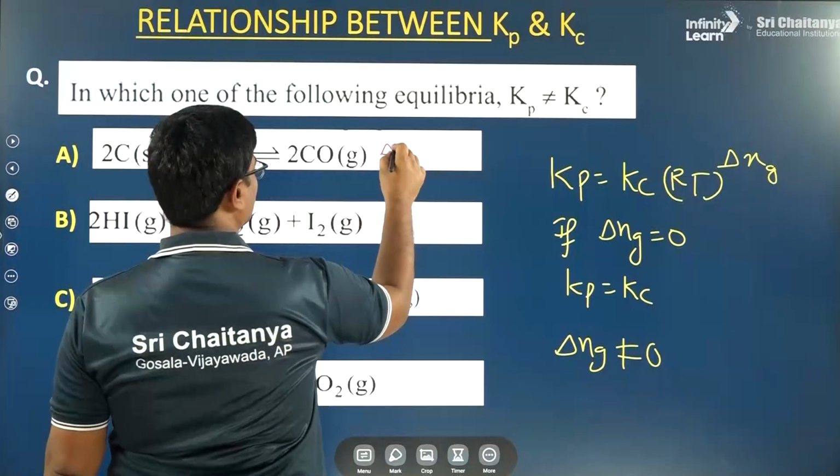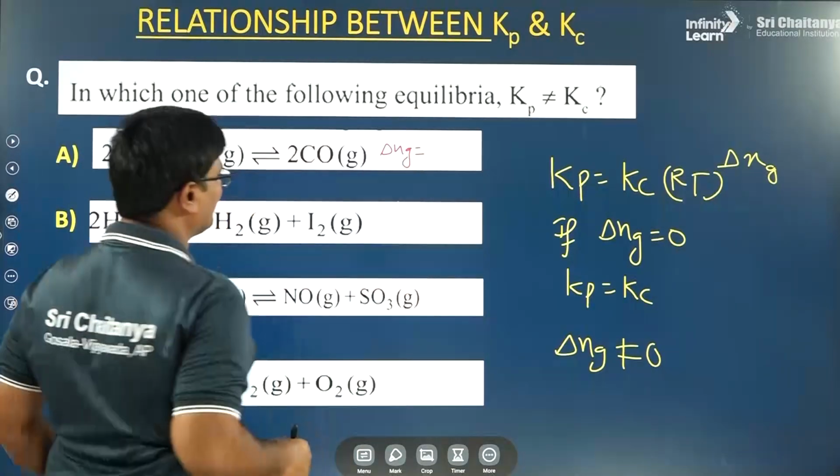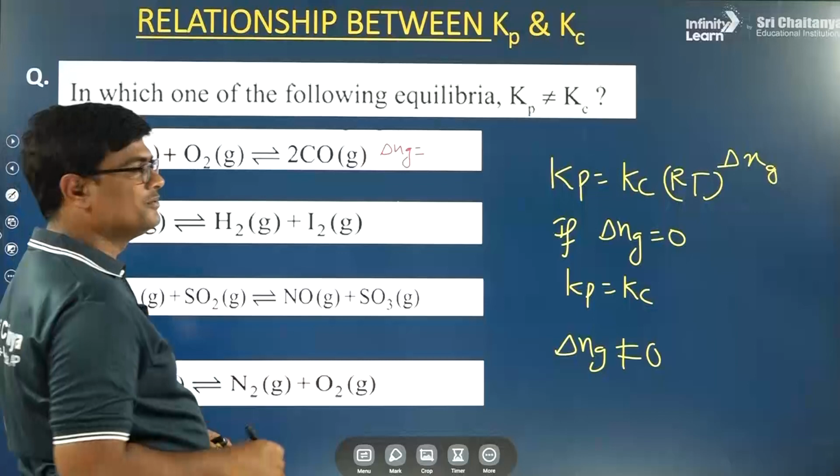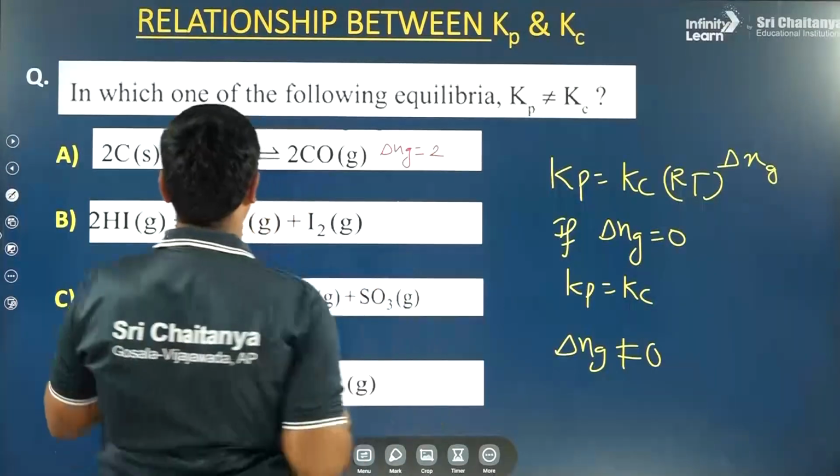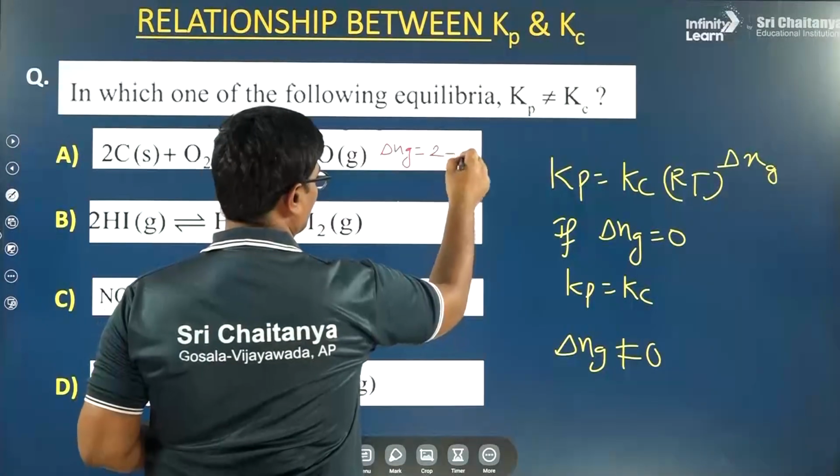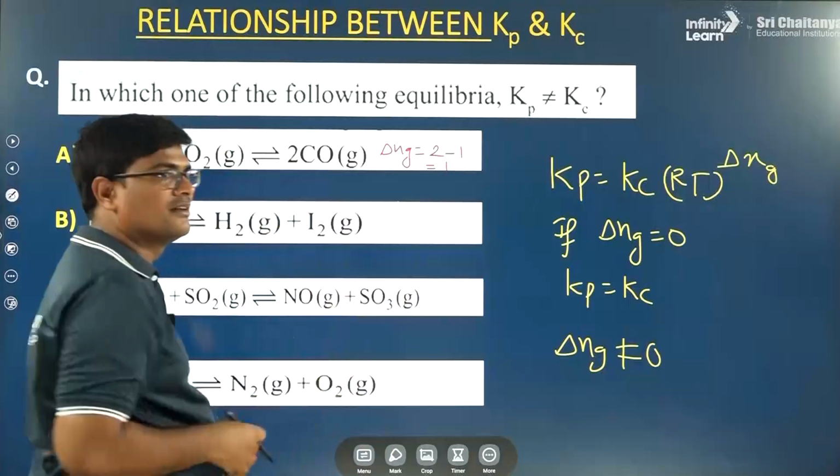Write down the delta Ng here. How many moles of gaseous products are there? 2 CO. And how many moles of gaseous reactants are there? 1. 2 minus 1, that is 1. I think we got the answer.